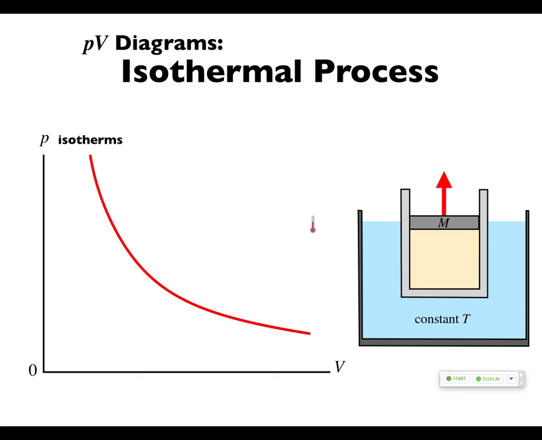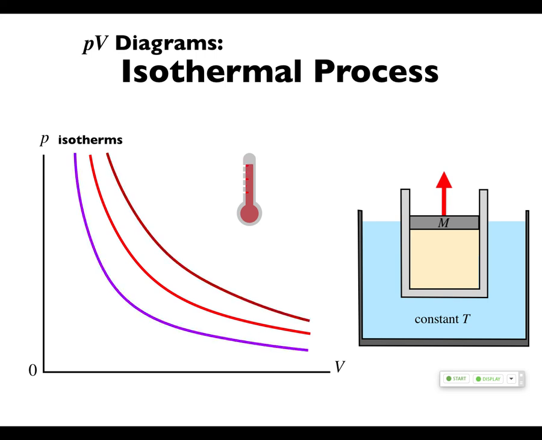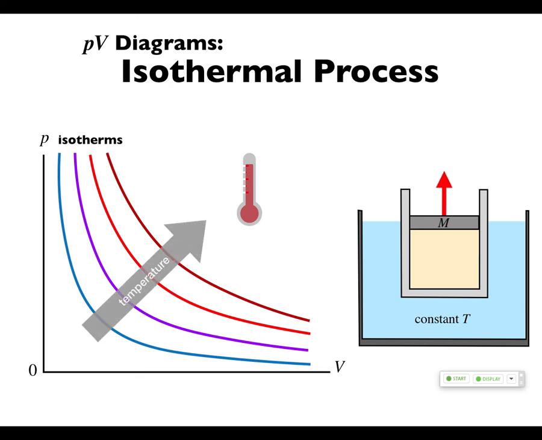If you increase your temperature, then your isotherm moves that way. If you decrease the temperature, it goes the other way. So it goes hotter this way, cooler this way. So temperature increases as you move away from zero. Cooler is closer to your axes, hotter is farther away from your axes.